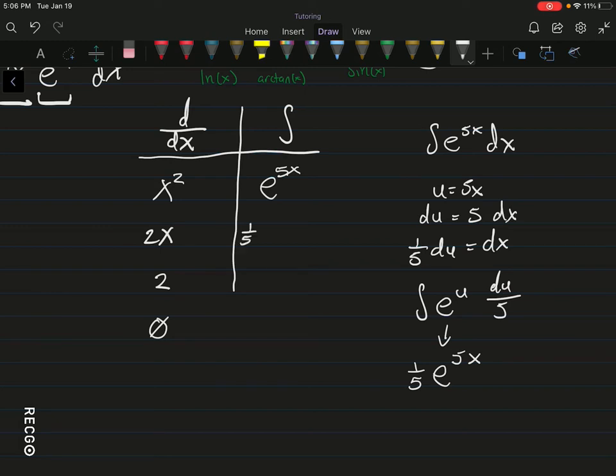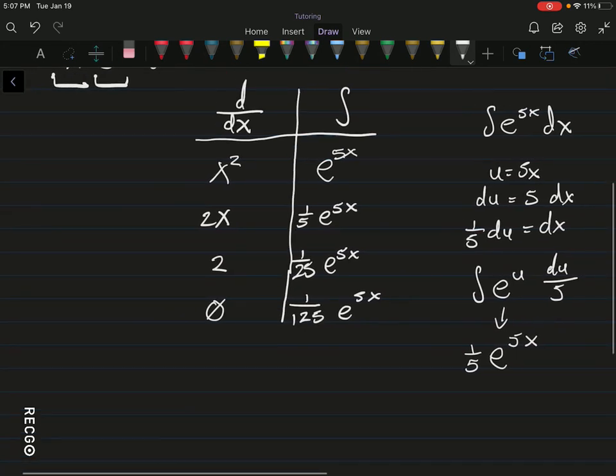Take the integration once. Now, if we take the integration of this again, it's the same thing. The only difference is that now we're going to have an extra 1 over 5. So 1 over 5 times 1 over 5, we get 1 over 25 e to the 5x. 1 over 25 times 1 over 5, we get 1 over 125 e to the 5x. So if you continue taking the integration, you're basically just multiplying everything by 1 over 5 each time.